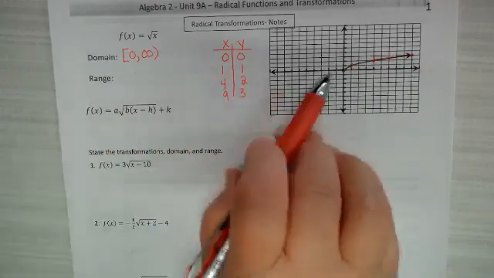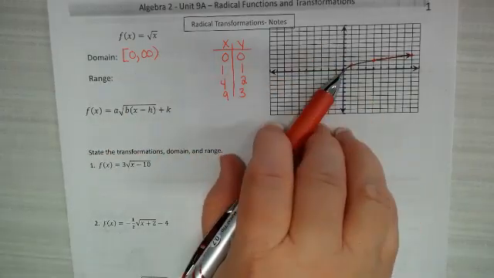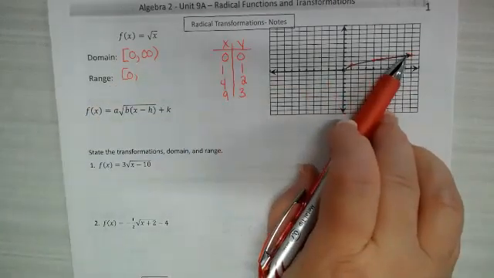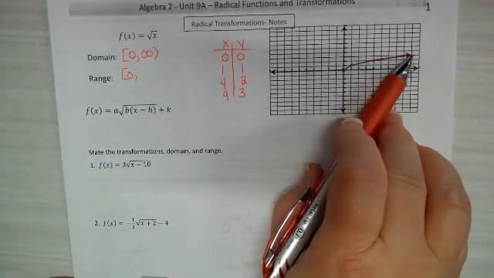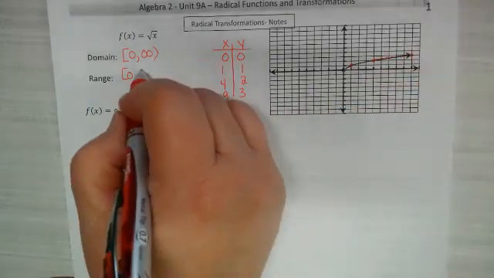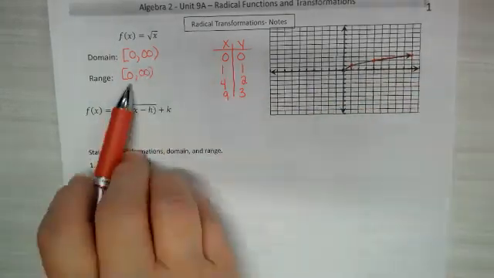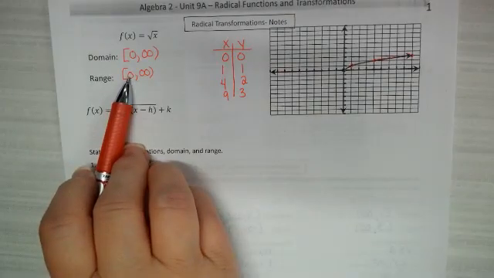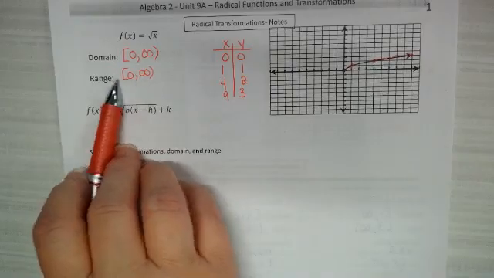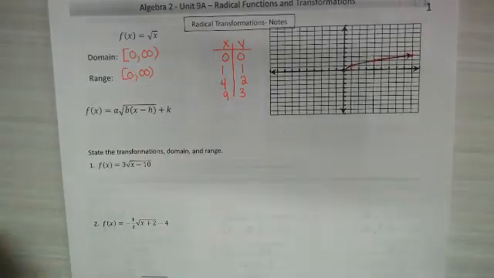My range, from bottom to top, I start at 0. So again, a bracket around 0. And this arrow, it doesn't look like it, but it's going to get bigger and bigger and bigger, and there's no end to how big it can get. So it goes to infinity. So if I move my graph up or down, or if I reflect it over the x-axis, this range is going to change a bit.